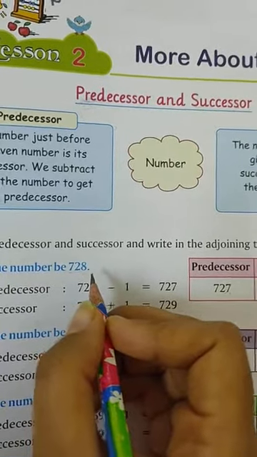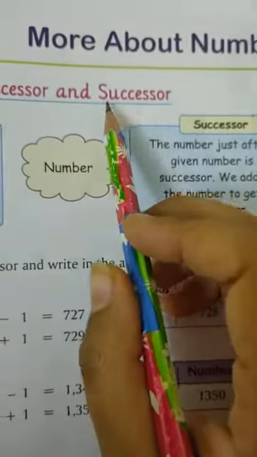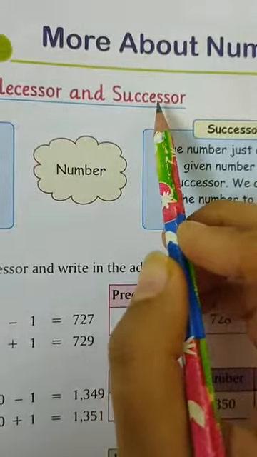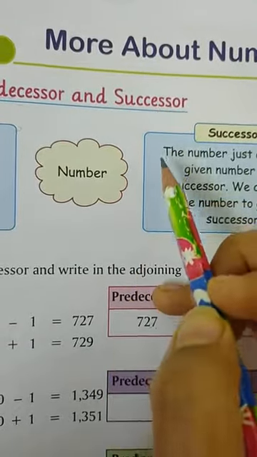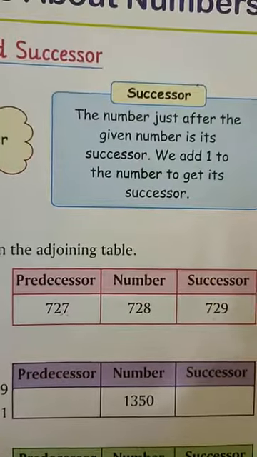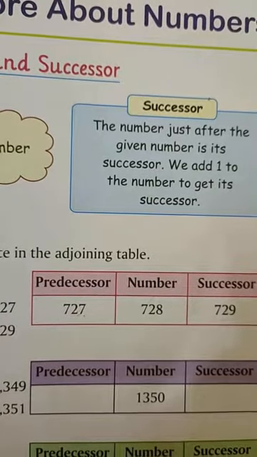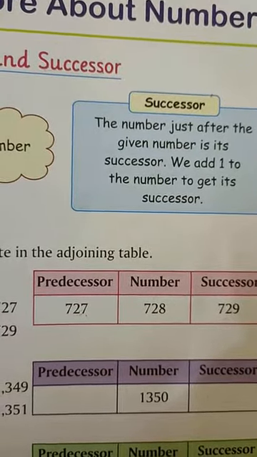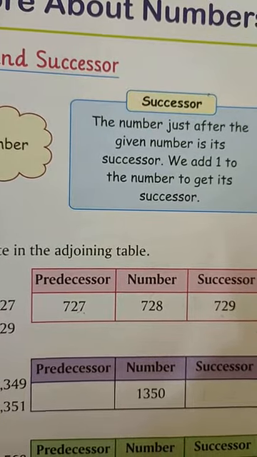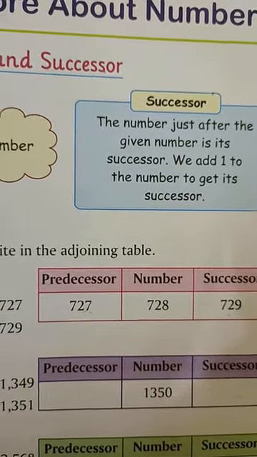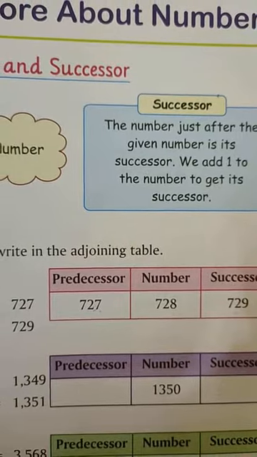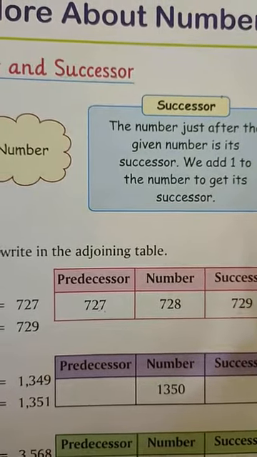Next term is successor. What do you mean by successor? Successor is the number just after the given number. This also you have studied in your previous classes, right? So if we want to find out the successor of a 3-digit number or 4-digit number, how do we find it? By adding 1 to the given number.